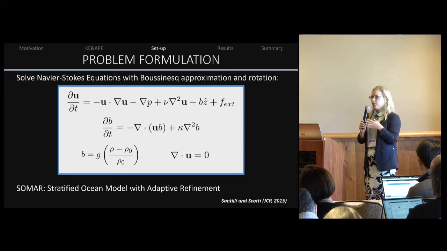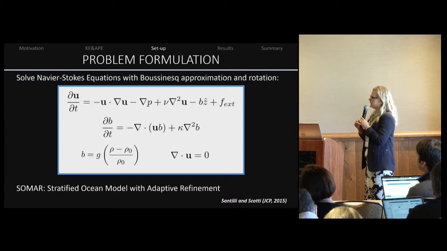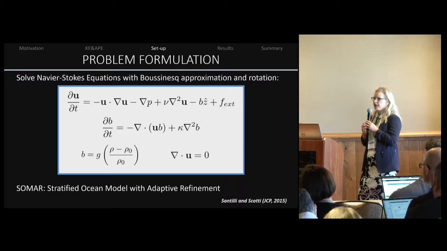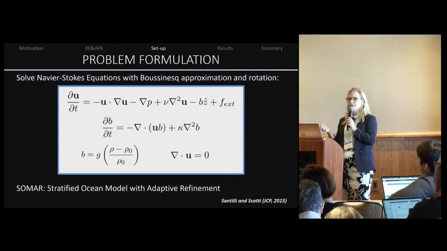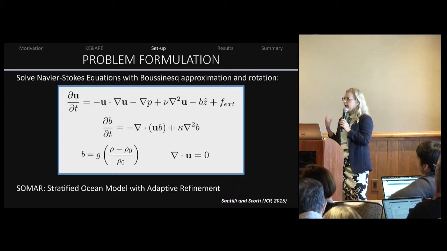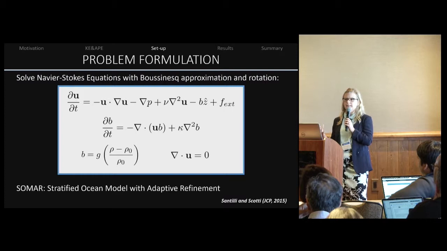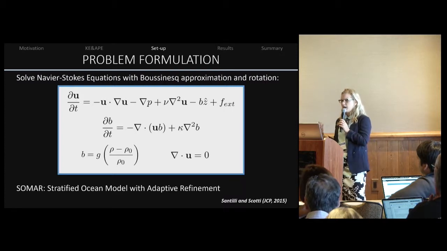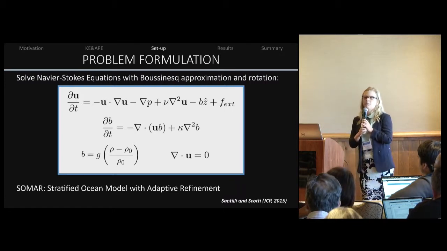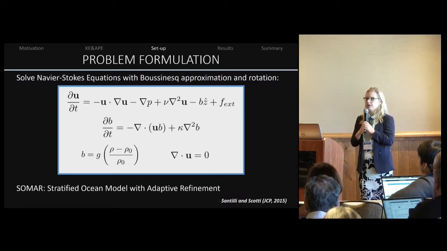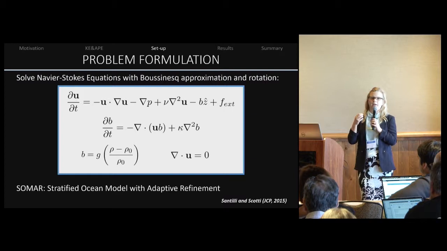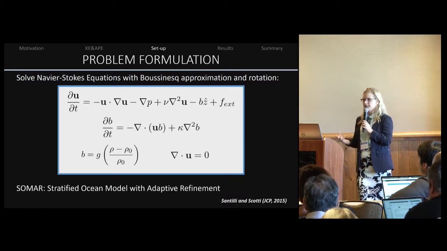Now we're going to talk more about our simulation. I start with the full Navier-Stokes equations that have the Boussinesq approximation, because we're looking at very small density differences. In addition, we have a rotation that is consistent with the southern hemisphere. I use this code called SOMAR, the stratified ocean model with adaptive mesh refinement, so it can actually refine regions where you have high velocities.